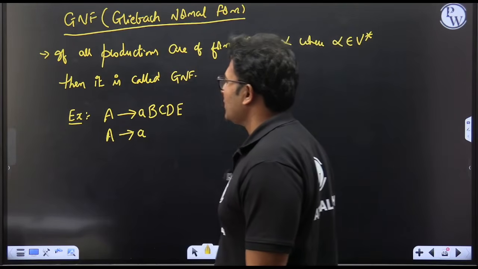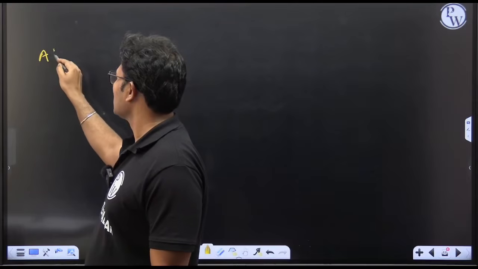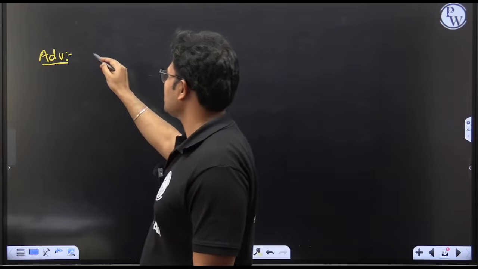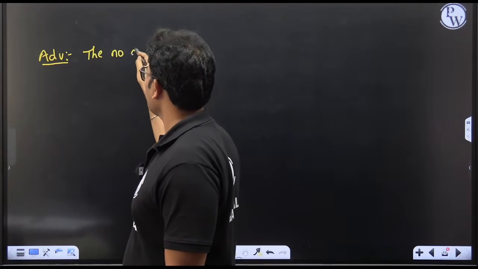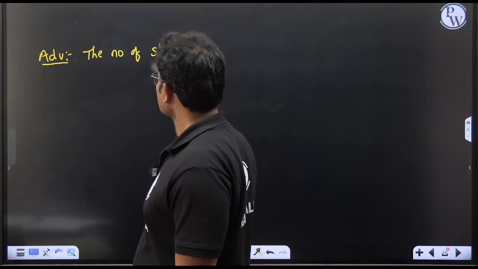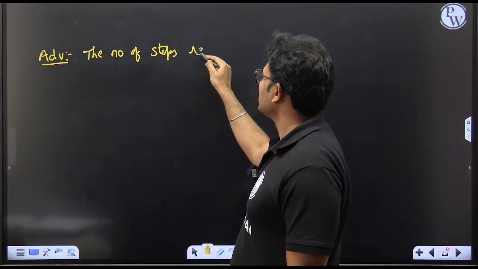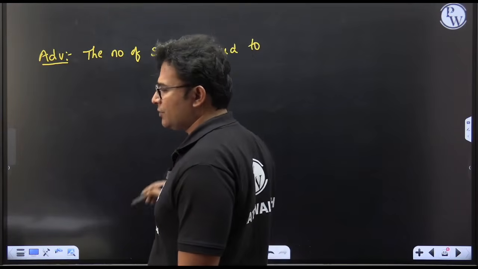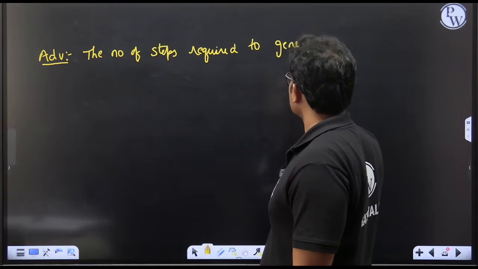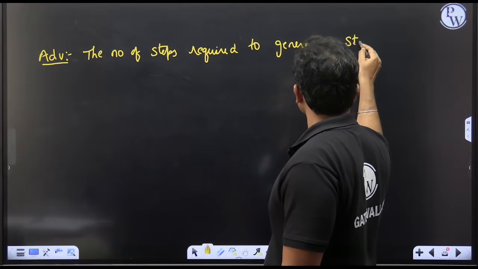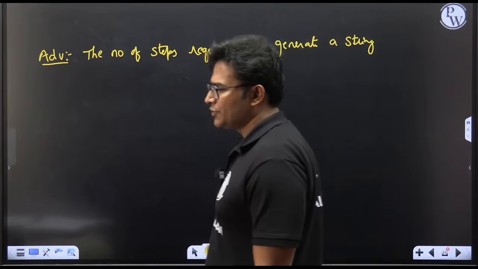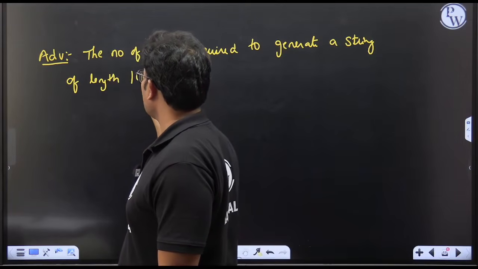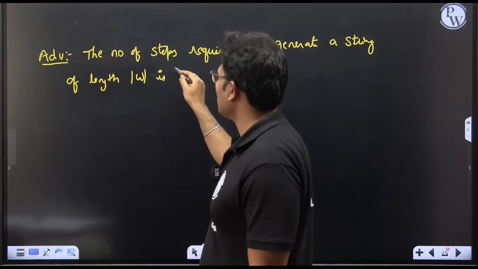Right? What is the advantage of GNF? The advantage of GNF is that the number of steps required to generate a string of length w is w.